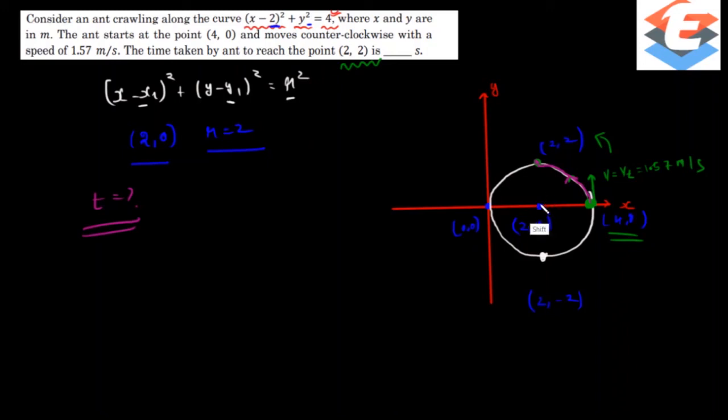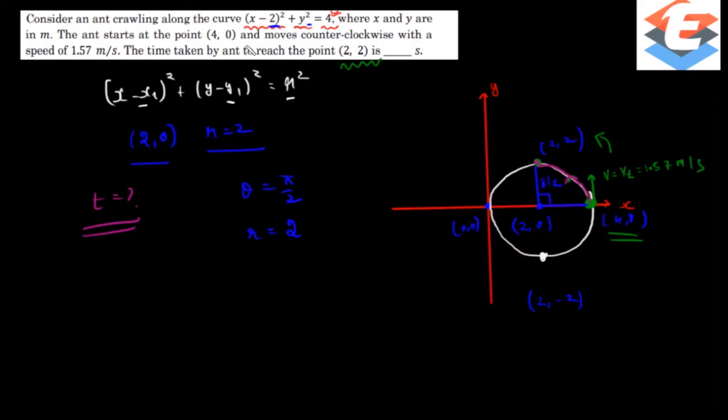You could see here, from this line, the ant has traveled until this point, right? So which means it has covered 90 degree, which is pi by 2. So theta, the angular displacement, was pi by 2. And we already know the radius. Radius is 2. Now I need to find out the time taken.